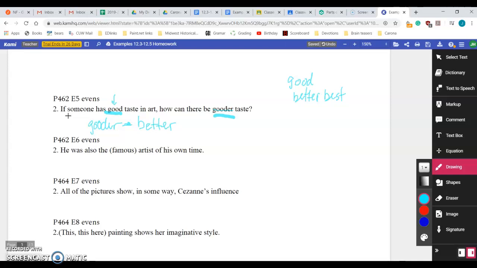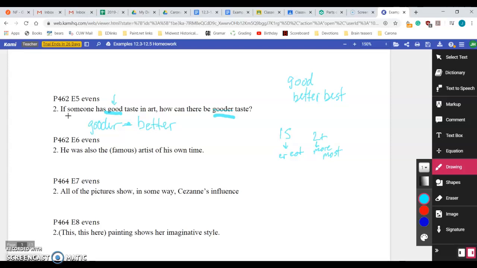The next section asks you just to use the comparative or superlative form of the word in parentheses. So in this case, we're looking at the word famous. Remember that when we're talking about comparatives and superlatives, if we have one syllable, generally we will use ER or EST. If we have two or more syllables, generally we will use more or most. That should be a pretty familiar concept for you.